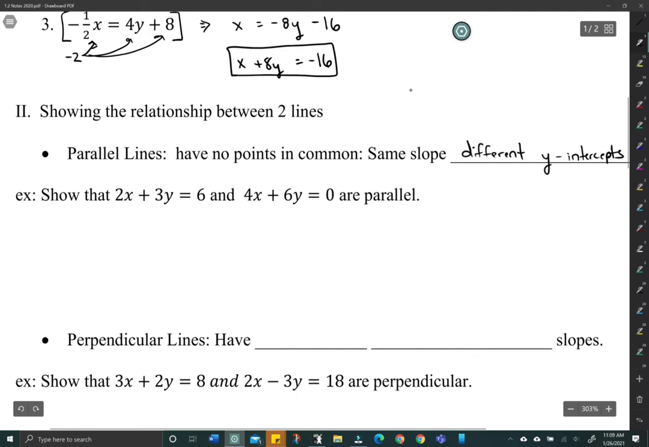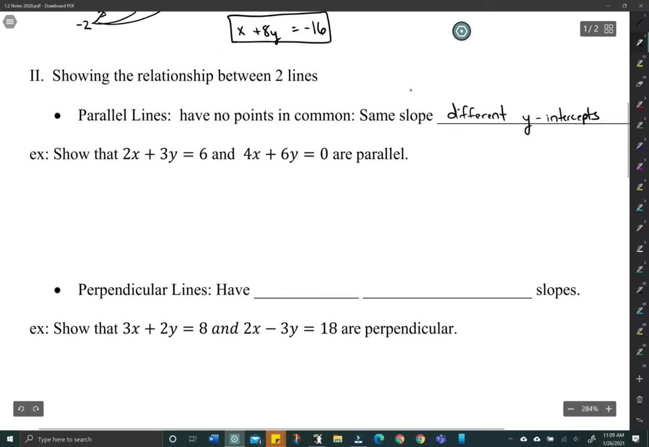So for example, let's show that these two lines are parallel. To do that, we want to put them in slope-intercept form, so we're actually going to be going backwards. What we want to show is that they have the same slope, but different y-intercepts. So looking at them in slope-intercept form will help us out. So 2x plus 3y equals 6. That's the same as 3y equals negative 2x plus 6, or y is equal to negative 2/3 x plus 2.